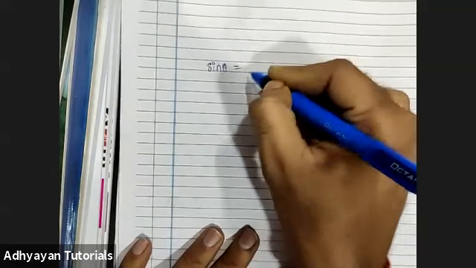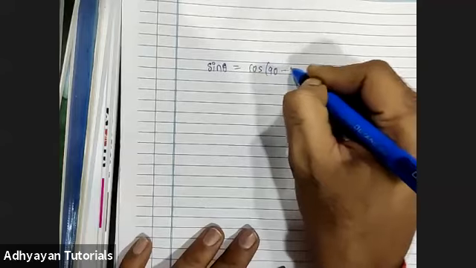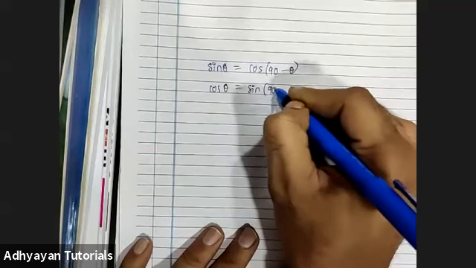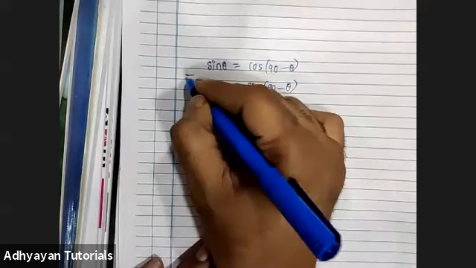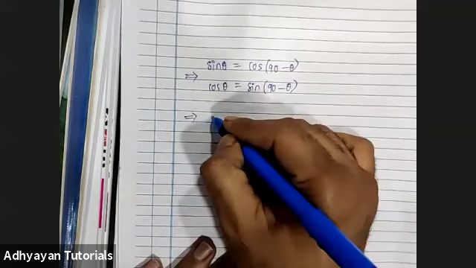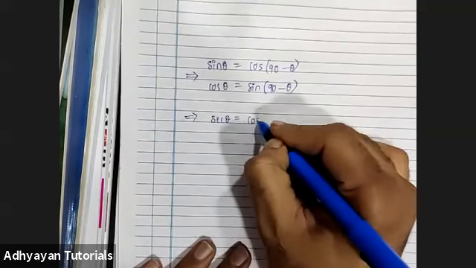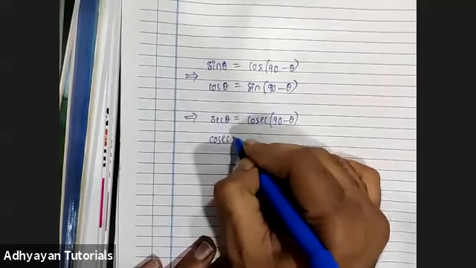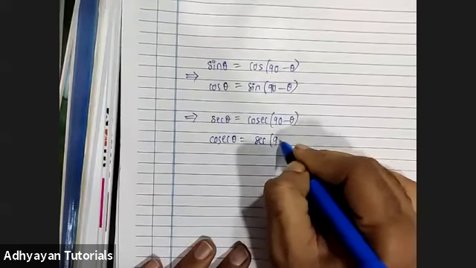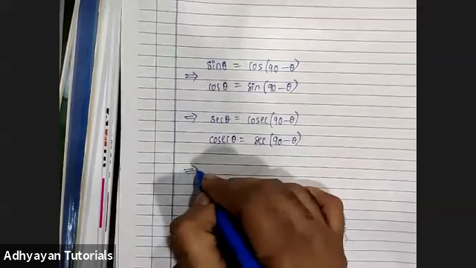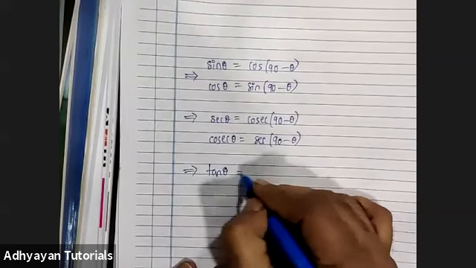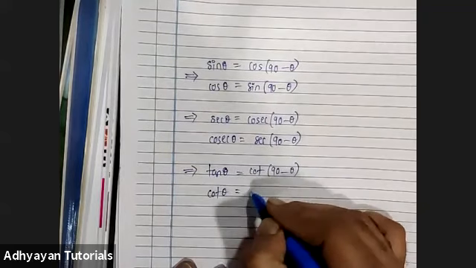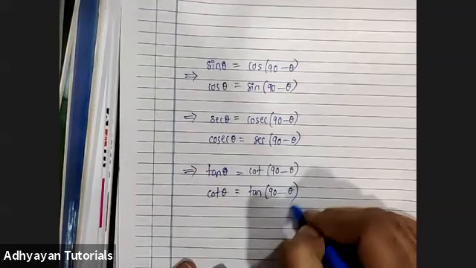Sin theta is nothing but cos 90 minus theta and cos theta is nothing but sin 90 minus theta. So this is the first set of formulae. The second, sec theta is equals to cosec 90 minus theta, and cosec theta can also be written as sec 90 minus theta. And the last one, children, is tan theta is equals to cot 90 minus theta, or cot theta is equals to tan 90 minus theta.